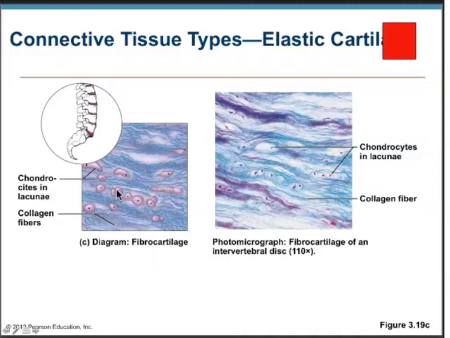So here you can see a picture of fibrocartilage. These are the chondrocytes locked inside their lacunae, and this is just an example of where the intervertebral discs are found. They're found between the vertebra. The vertebral column you probably know better as your backbone.